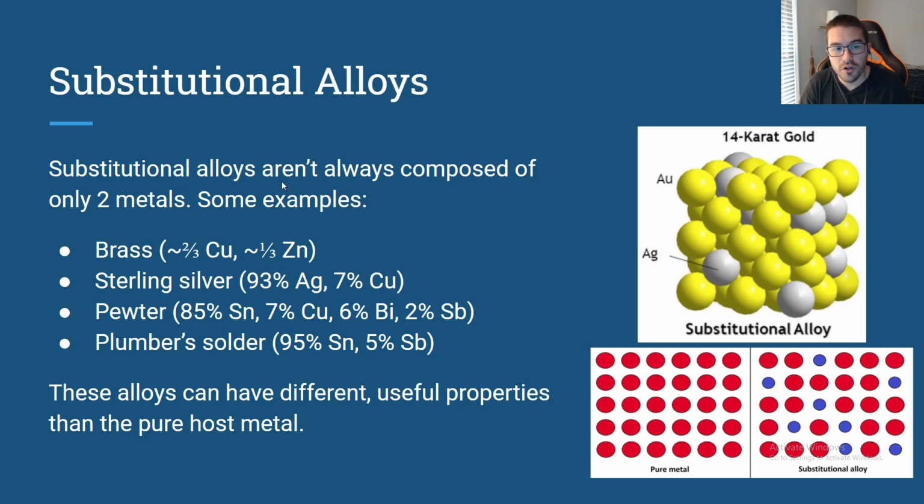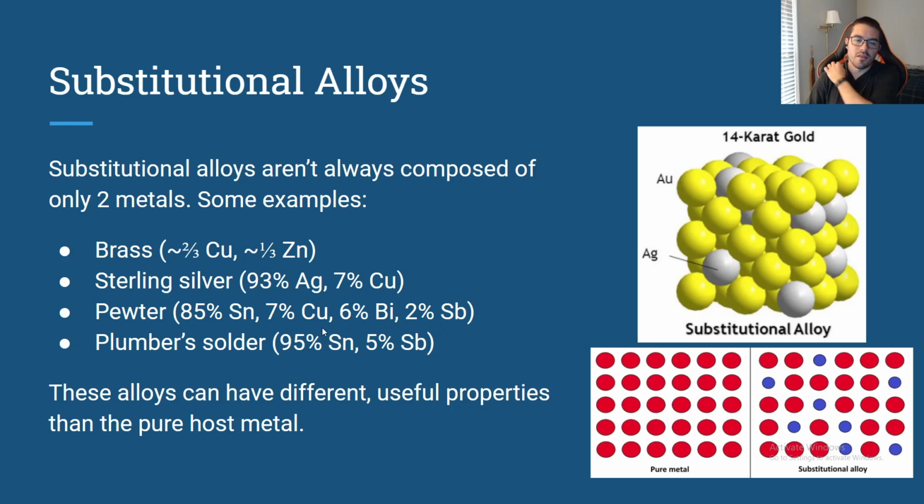First of all, substitutional alloys are not always composed of only 2 metals. I know that the drawings here are of 2 different metals, like 14 karat gold, which is composed of gold atoms with some silver. But there are some other examples here. Brass is one that actually is just 2 metals, about 2/3 copper, 1/3 zinc. Sterling silver is made of silver and copper. But then you can have other substitutional alloys composed of lots of different things. Here we've got pewter, which is made of tin, copper, bismuth, and antimony.